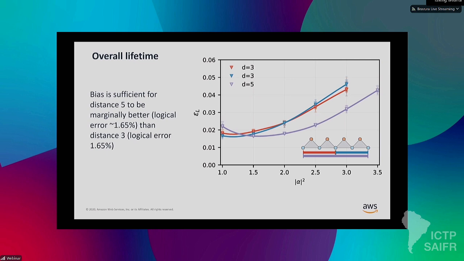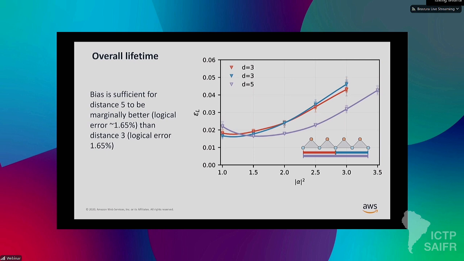Then we can optimize each one of them for alpha squared. Alpha squared, the mean photon number, is a free parameter, so we should choose the one that minimizes the logical probabilities of error. We found that they are roughly the same, with distance 5 a little bit better, but only marginally. This should have been something else; there's a typo here. This should be 1.6, well, 1.71 if I remember correctly. So there was a tiny improvement, which is what we expect from error correction.